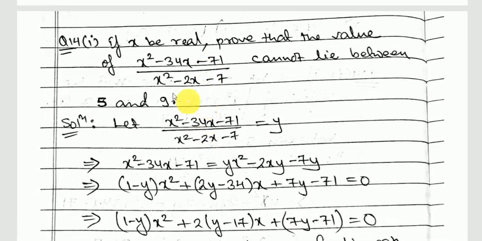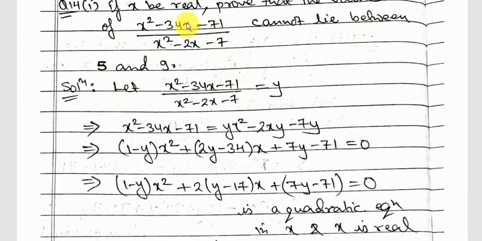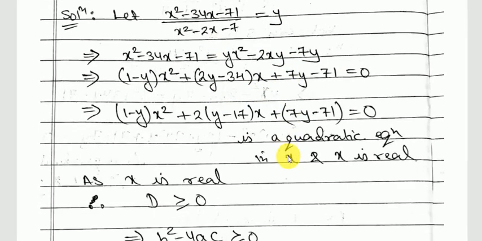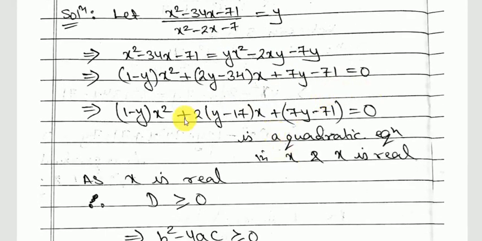Okay, now question number 14.1. If x be real, prove that the value of this cannot lie between 5 and 9. So for this type of question, what you have to do is take this whole expression as equal to y, then cross multiply. Okay, then simplify it, bring it to one side. Then you'll see that this can be written in this form.